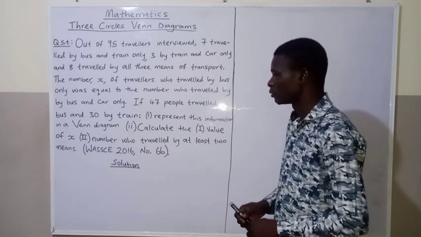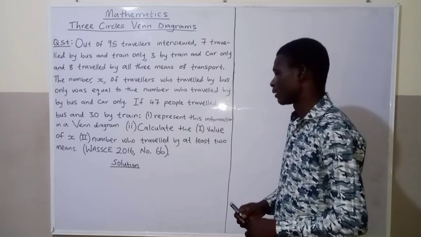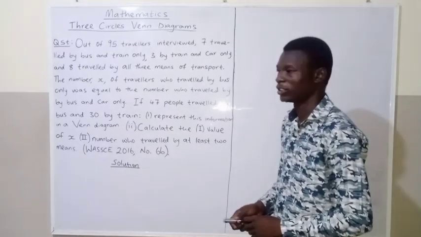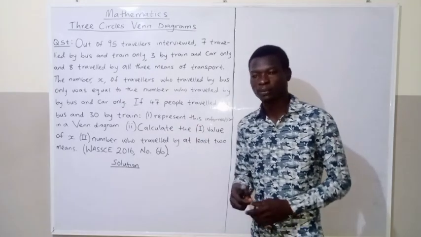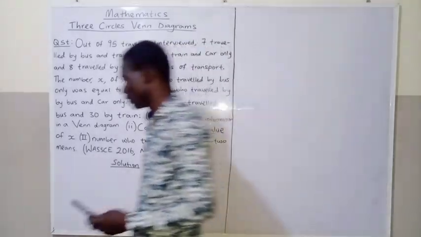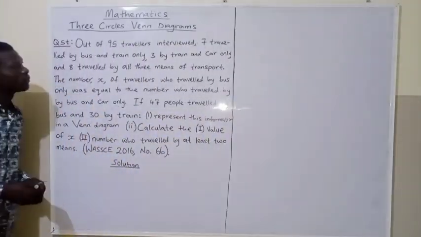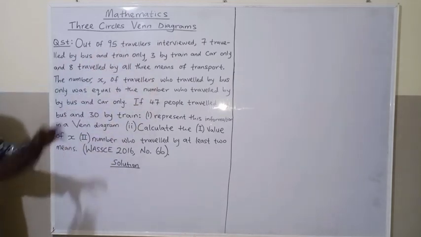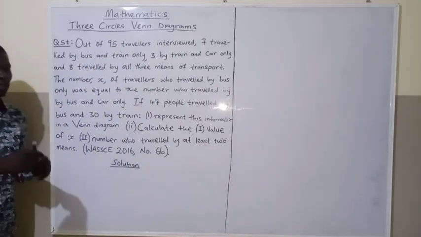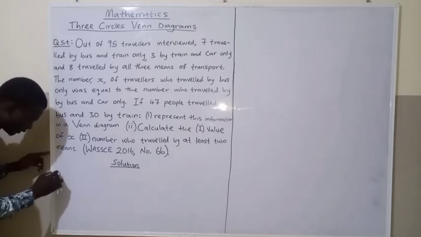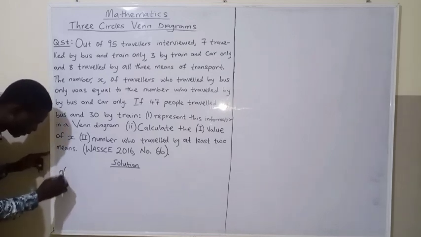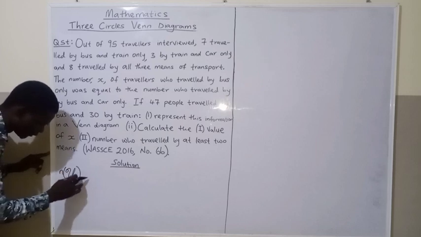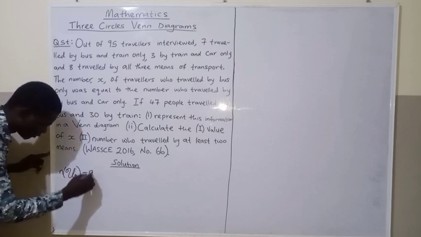From figure 2, find the number who traveled by at least 2 means of transportation. At least 2 means. Alright, so let's bring out the parameters as before. The first question says, out of 95 travelers interviewed, so the total number of travelers interviewed is 95. That's the first information we have. That's the number of the universal set, the totality of all the people interviewed: 95.